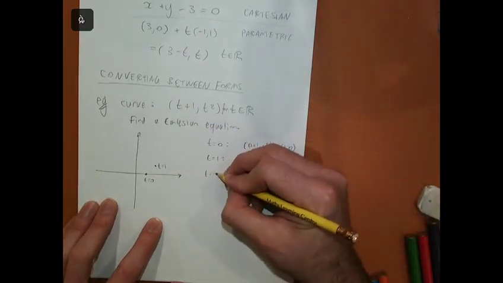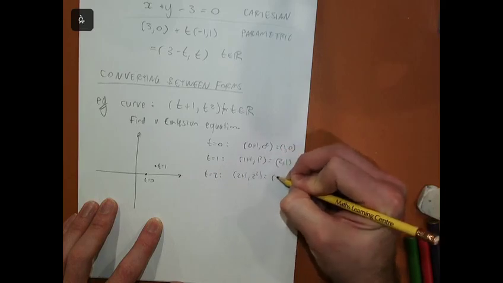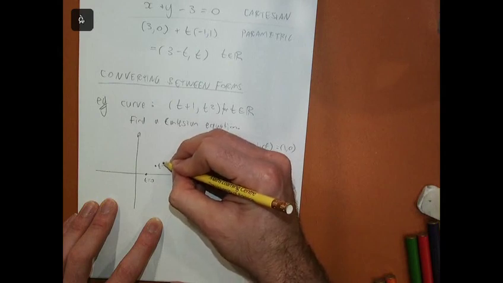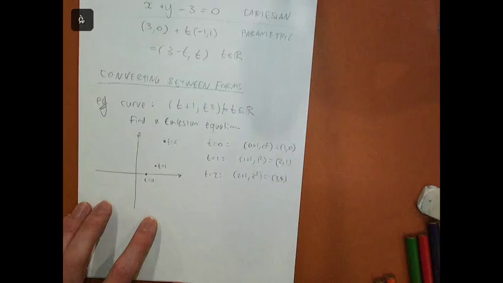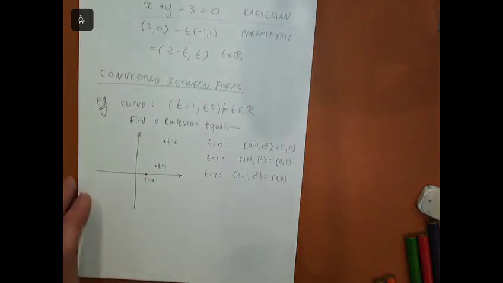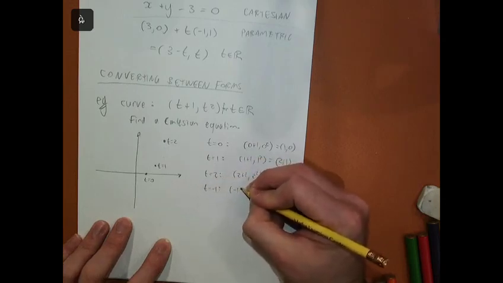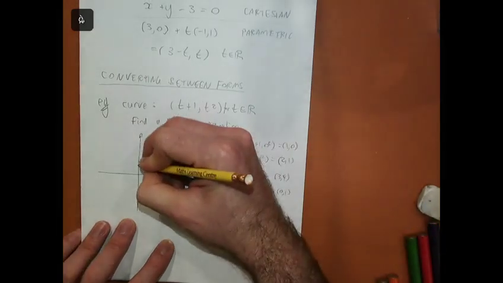When t is equal to 2, I get 2 plus 1, 2 squared, which is 3, 4. That's t equals 2. Okay. All right. I could do t as a half or t as 1.5 to try and fill in a few more. I'm going to actually go into the negatives to see what I get there. T equals minus 1 is minus 1 plus 1, minus 1 squared, which is 0, 1. Okay, that's here.